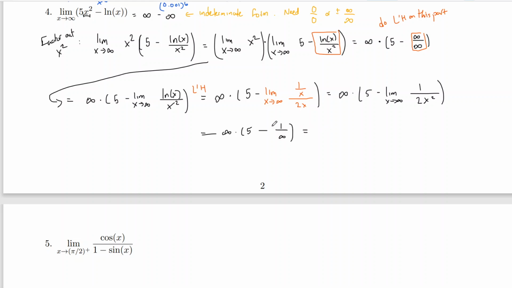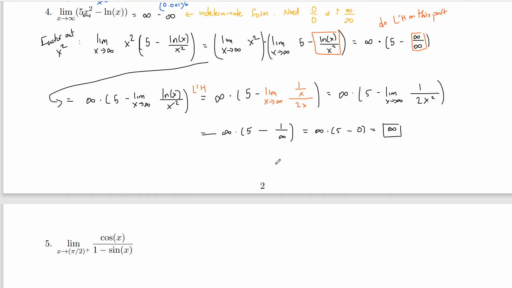We were reminded in a previous problem that a number over infinity is really 0, so this is infinity times 5 minus 0, and this is just 5. Infinity, or a very large number, times 5 is infinity, so that is our answer. Remember, that is not an indeterminate form, it's just infinity.